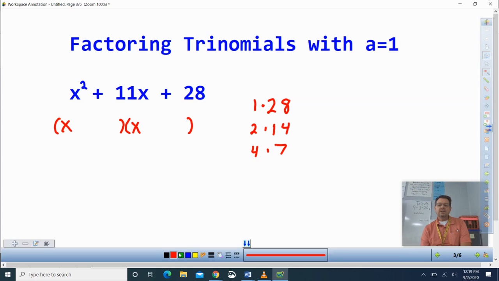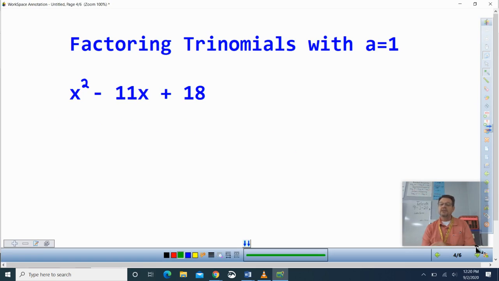Do any of these add or subtract to give me 11? Sure, this one right here. So here are my two terms, and that's how I know what goes right here: positive 4 and positive 7. If I FOIL that back out, I better get what I started with. That's pretty straightforward, we got positives on both of them. So let's do a few more examples where you have signs in different places and see how that changes what's going on.